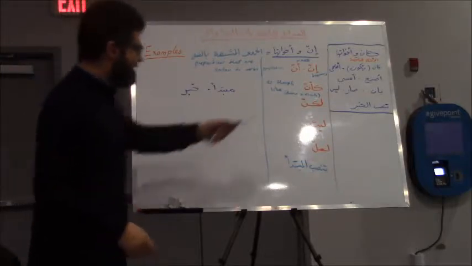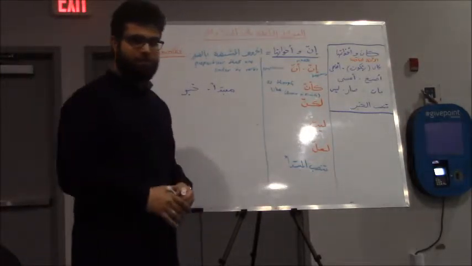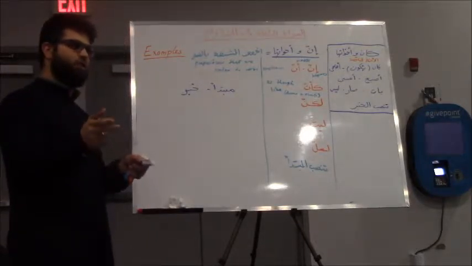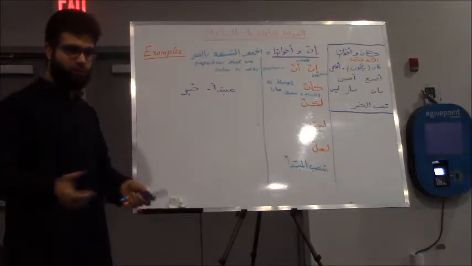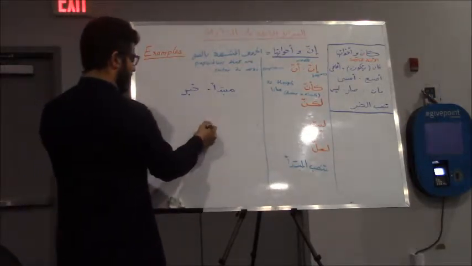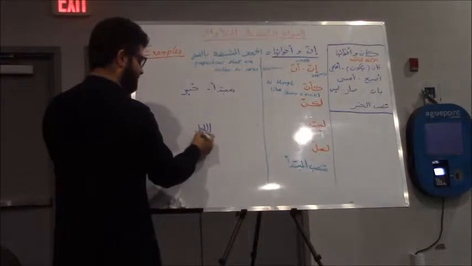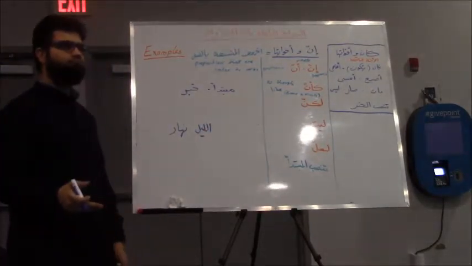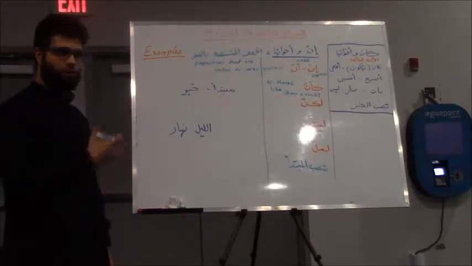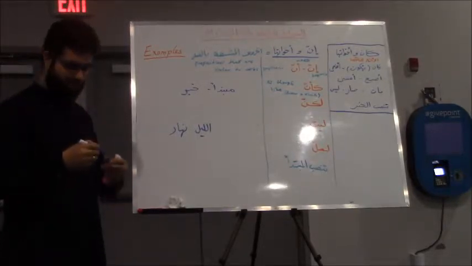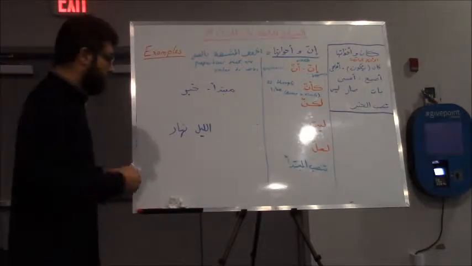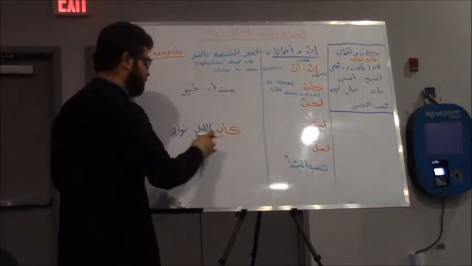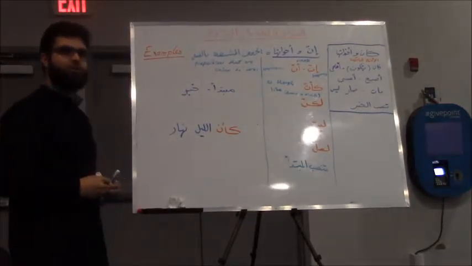So I'll give you why ka'anna is special, because ka'anna allows certain sentences to exist that wouldn't exist otherwise. So "al-layl, night, nahar", night is day. Unless you're Shakespeare, no one understands what you're saying, right? Unless this is very specific, it doesn't work. But when you put ka'anna here, it's as though night is day, right? You understand? Oh, now it makes sense.